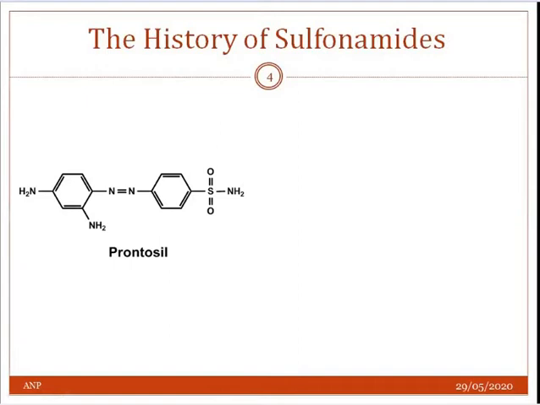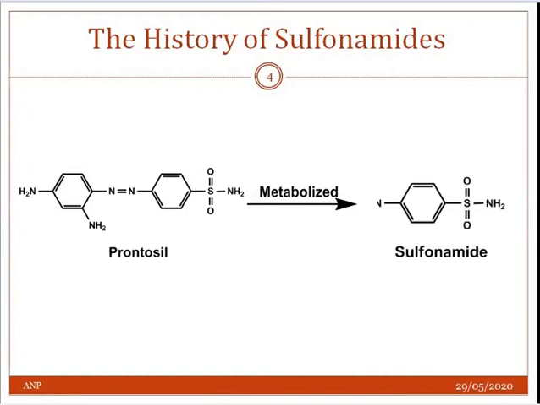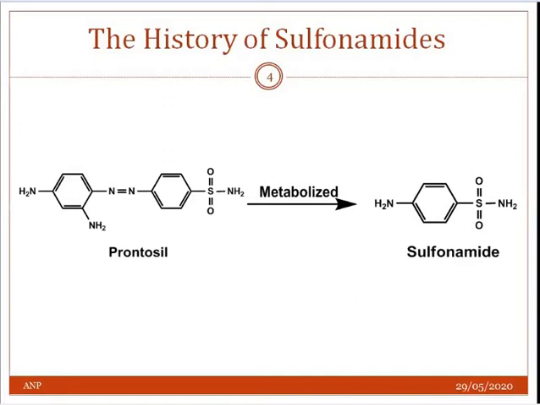Instead, it was found that this dye gets metabolized by the bacteria present in the small intestine of the test animals, that is the mice, and after metabolism, prontosil is broken down to give the metabolite sulfanilamide. After metabolism of prontosil, we get sulfanilamide, or the sulfonamide. In other words, prontosil is the prodrug of sulfonamide.